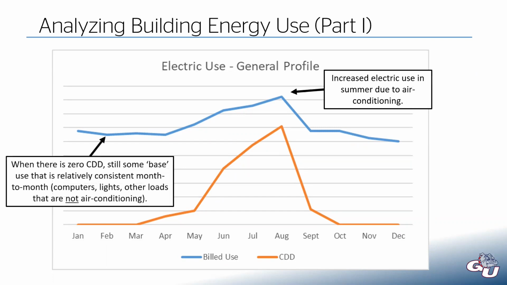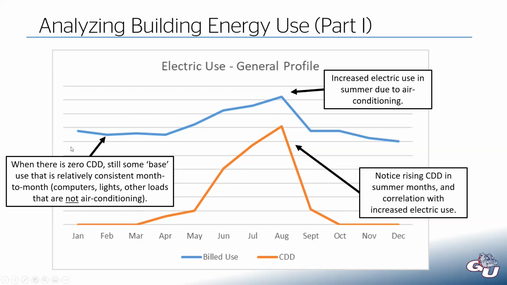But one important thing here is even if we have 0 cooling degree days, there's still a lot of base use that has nothing to do with air conditioning. So this would be all of the other stuff. So computers, lights, we're still running HVAC fans. So there's still some base use there. And then just that strong correlation. So this is what you would expect to see. If this building has air conditioning, I would expect to see a rise in electric use with a rise in cooling degree days.